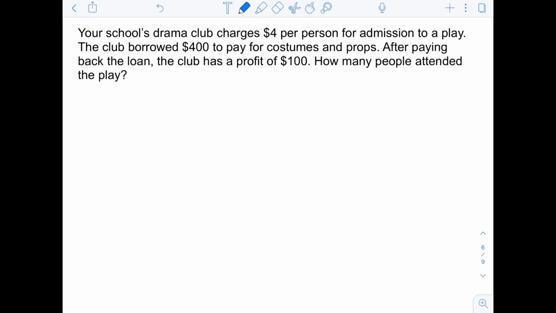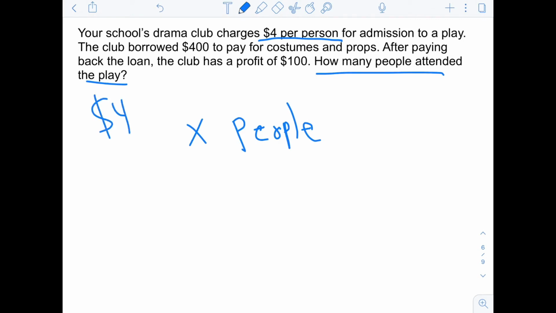The club borrowed $400 to pay for costumes and props. After paying back the loan, the club has a profit of $100. How many people attended the play? The club charges $4 per person, and we don't know how many people attended. So we can say that x people attended because it's unknown. And they charge $4 per person.